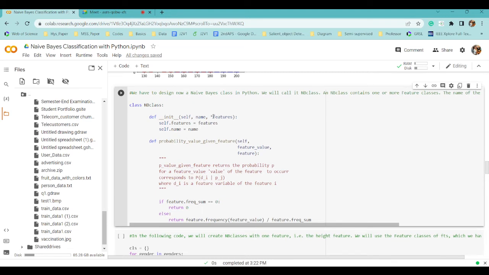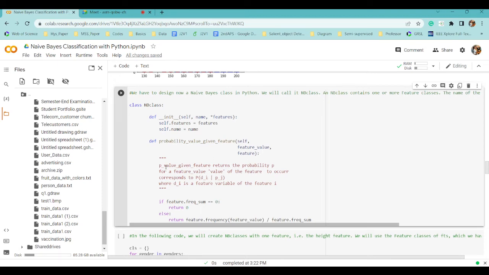Sometimes some people give this star features, but it is not at all required. This is just initializing your features and names, whatever it is, give it that itself. Self means whatever the name has been provided, print it as it is. So the probability value for the given features: self is these things, features and names, feature value, and the features.